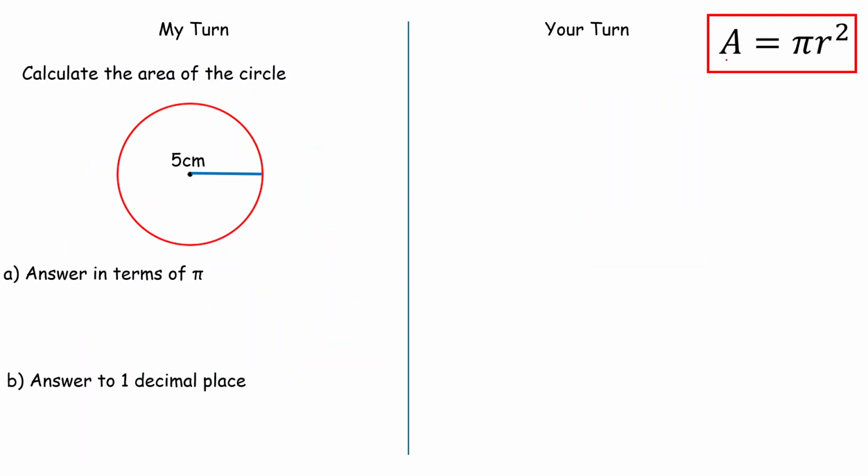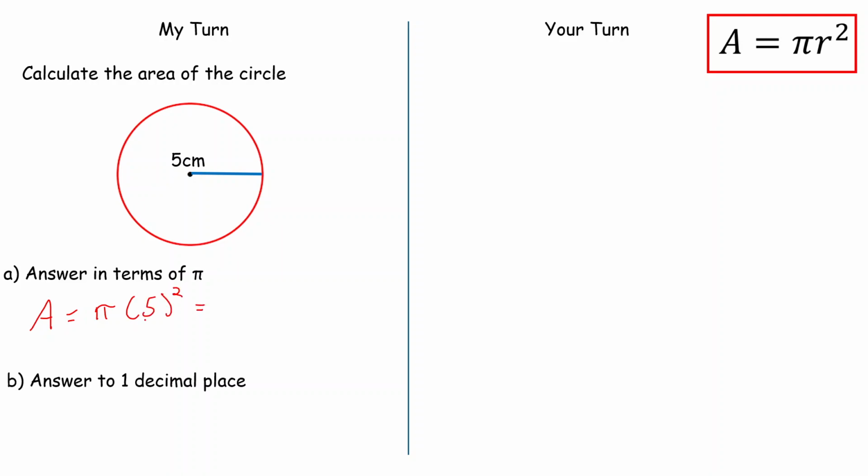Okay, so there's our formula up there, and let's go through them, my turn. Calculate the area of the circle below. You're given a circle with a radius of 5, and it says answer in terms of pi first of all, and then part B, answer to one decimal place. So let's just go through this. First of all, we know that the area A is equal to pi times the radius, and the radius here is just 5, so 5, and then you do squared.